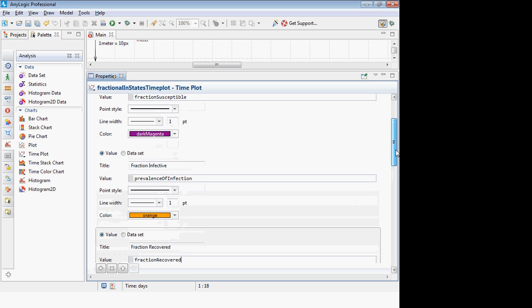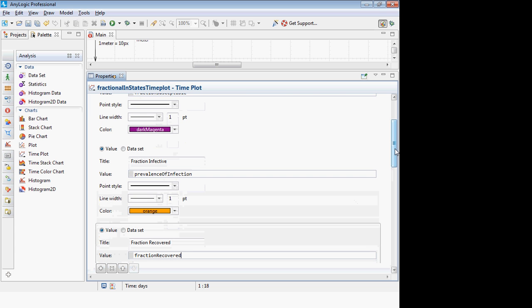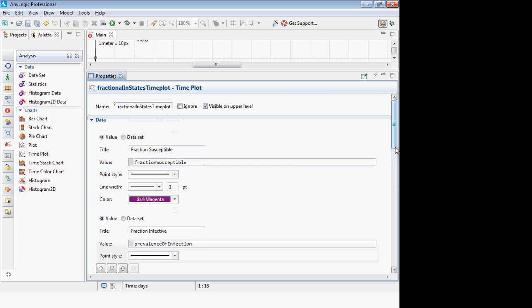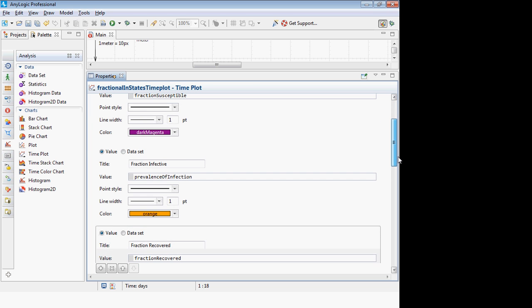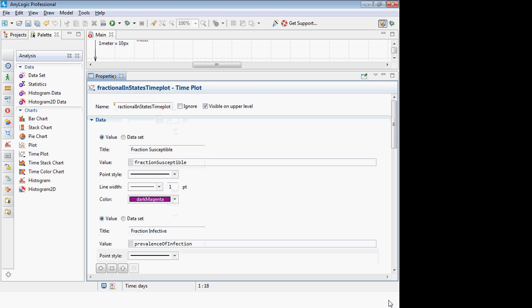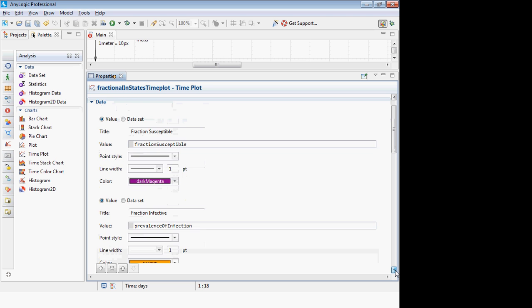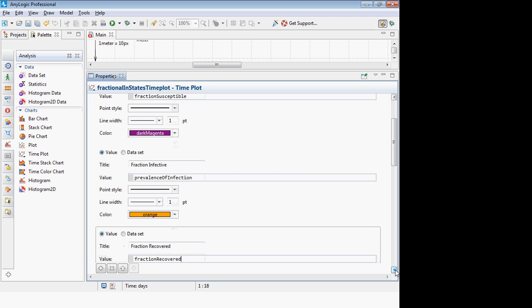Okay, let me put those up there so that you can see them. So, fraction susceptible, fraction infective, and fraction recovered. Okay, this is exhibiting truculence. Okay, there we go. Okay, so we added those three things. Are we done? Are we done? Have we completed our frobbing?